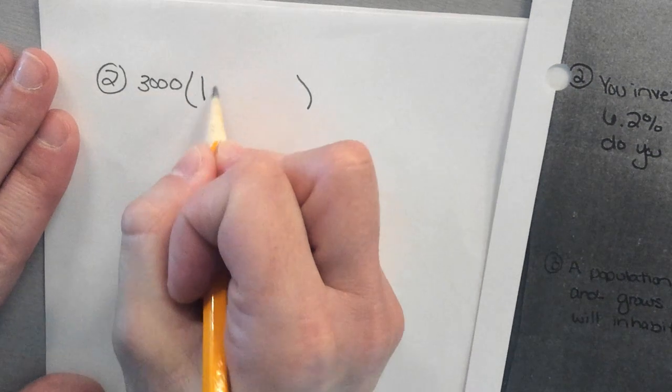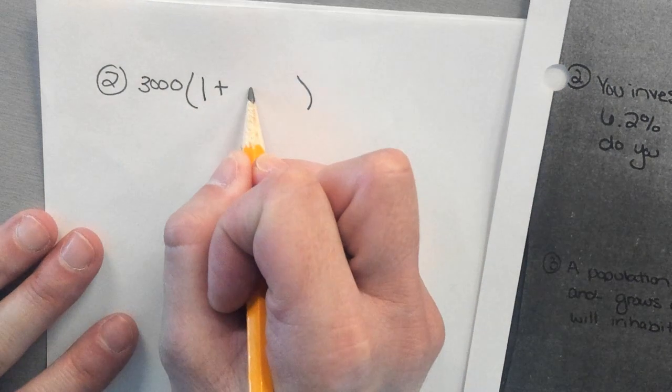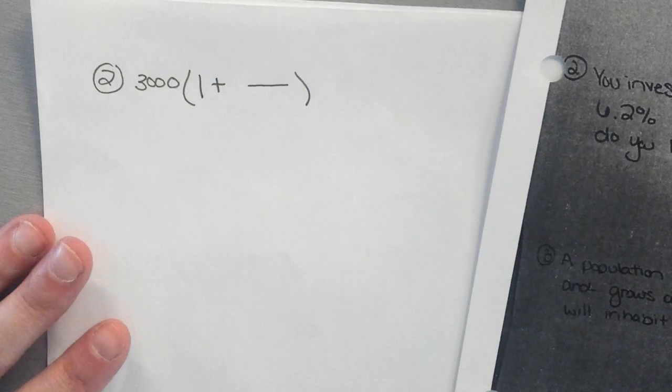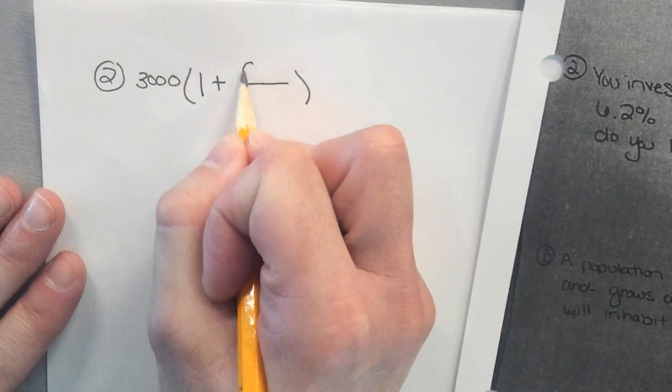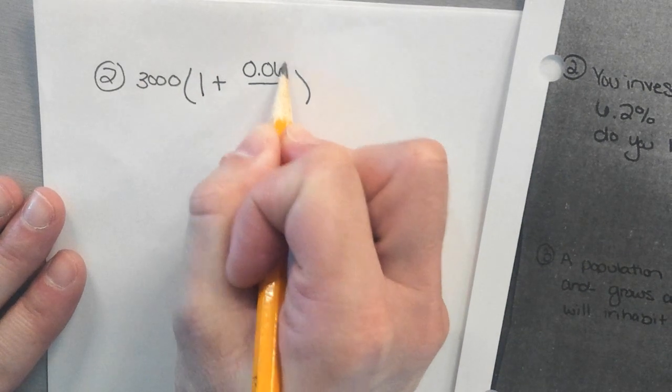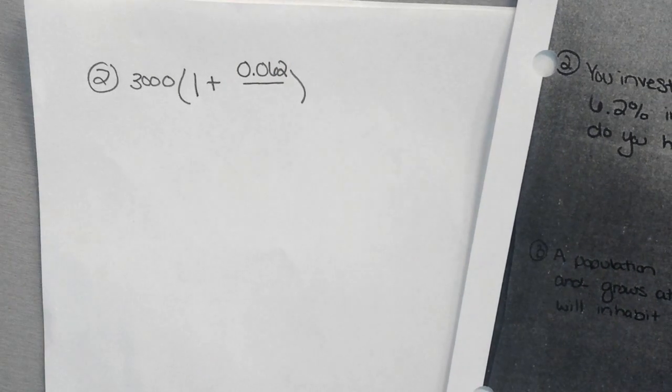Parentheses, 1 plus. Remember that we're always growing when it comes to interest. We would put our money in the bank if it was going to decrease. We get a fraction here. The numerator is our percent, but we've got to transition it to a decimal. So what should I put in my numerator? 0.062, because we have to move the decimal 2 spots over to make it a decimal from a percent.